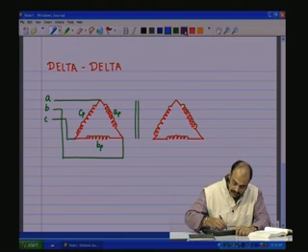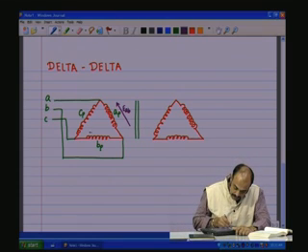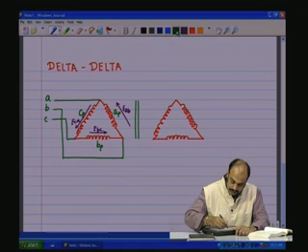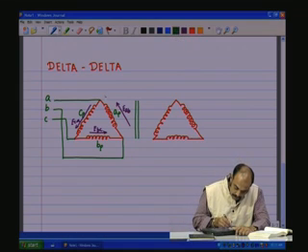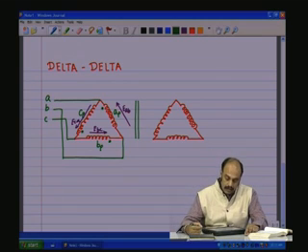We are keeping the direction of the voltages like this. This is EAB, isn't it? EBC, and then you have ECA. So, therefore, we are having the following dot polarities, and these are the dot polarities as given.